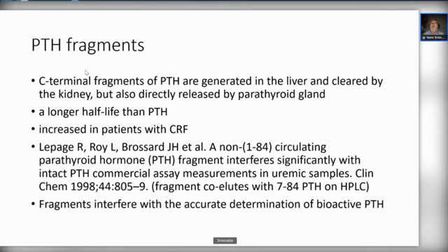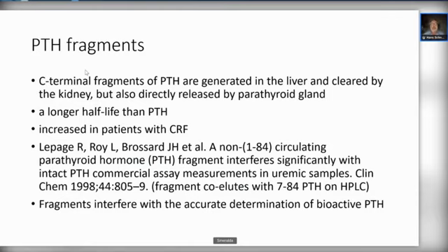A particular one that had a lot of interest is one that was identified by HPLC and interfered with the intact PTH assays. And this fragment co-eluted with the 7 to 84 PTH fragment that was synthesized. And 7 to 84 actually acts as an antagonist on the PTH receptor, so had a lot of interest. And clearly these fragments interfere with the accurate determination of bioactive PTH.